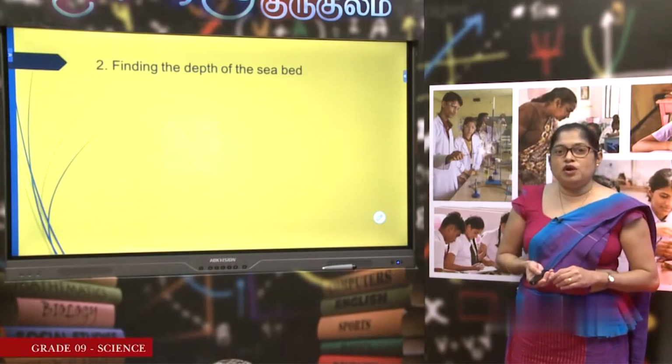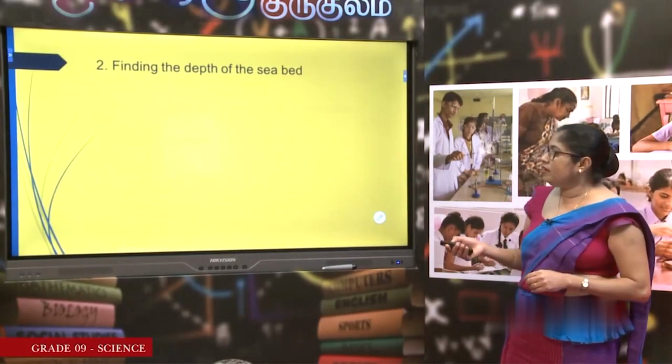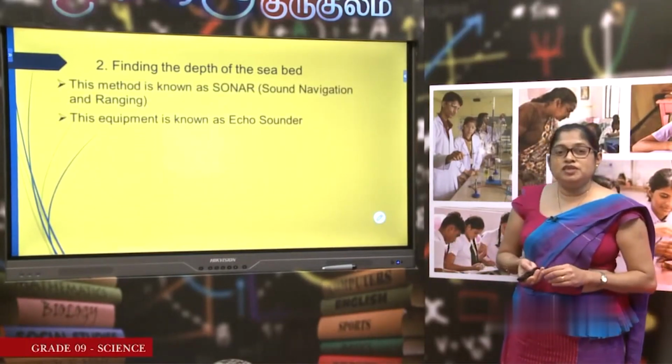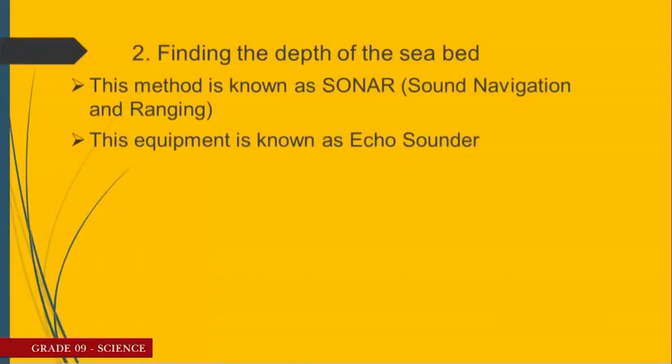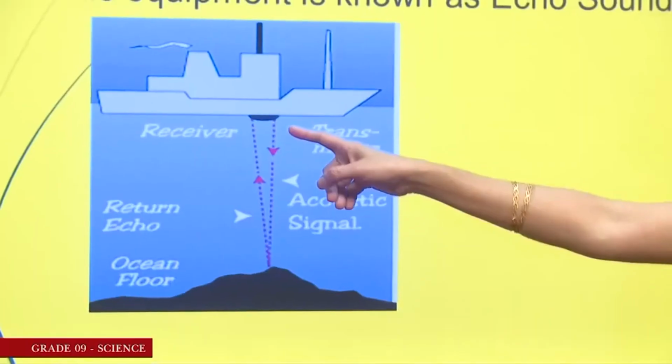The next use of sound reflection is to find the depth of the seabed. The method used here is known as sonar, that is sound navigation and ranging, and the equipment is known as an echo sounder. This diagram shows a ship traveling in the sea. The echo sounder is fixed at the bottom of the ship like this. Ultrasound waves are emitted from the echo sounder.